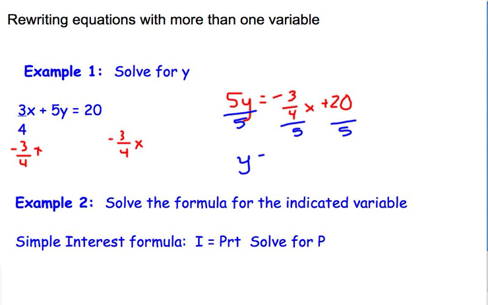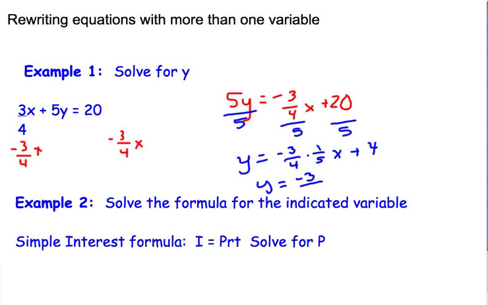equals, now remember when you have fractions and you're dividing by a number, you're really multiplying by the reciprocal. So it's negative 3/4 times the reciprocal of 5, which is 1/5, times x. And then 20 divided by 5 is a positive 4, so plus 4. And I'm going to simplify that. I get y equals, well, negative 3 times 1 is negative 3. And 4 times 5 is 20.